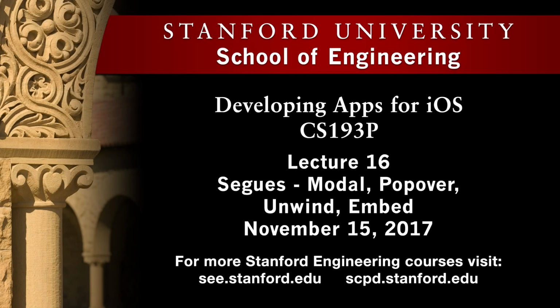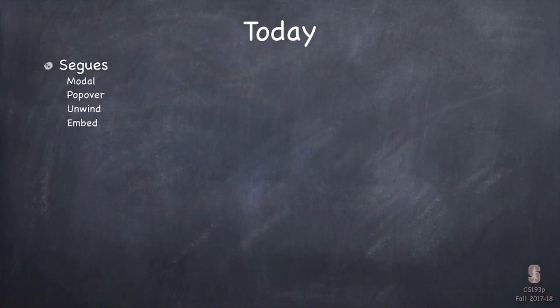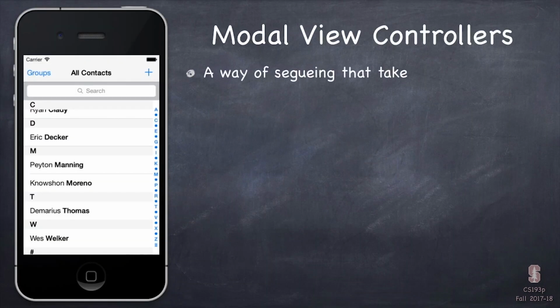Welcome to lecture number 16 of Stanford CS 193P, fall of 2017-18. We have one topic today, but it's a big one, with lots of different parts, which is segues. This is the last important thing you need to know structurally to be able to build complicated apps. So we're going to dive right into the first one here, which is modal segues.